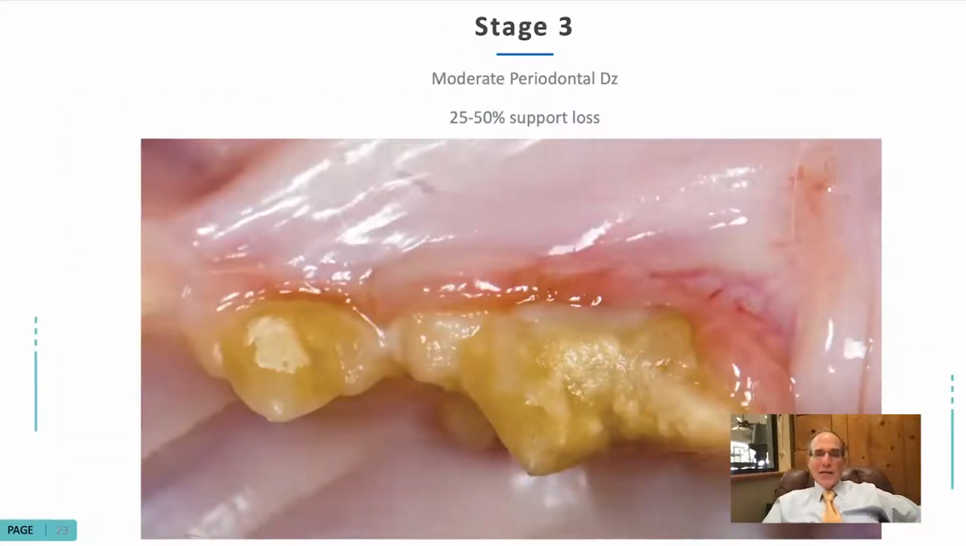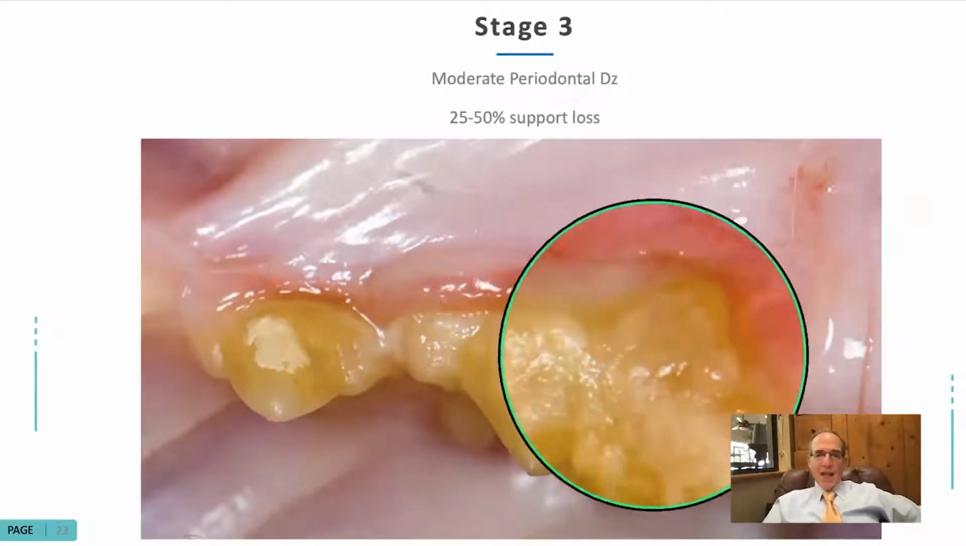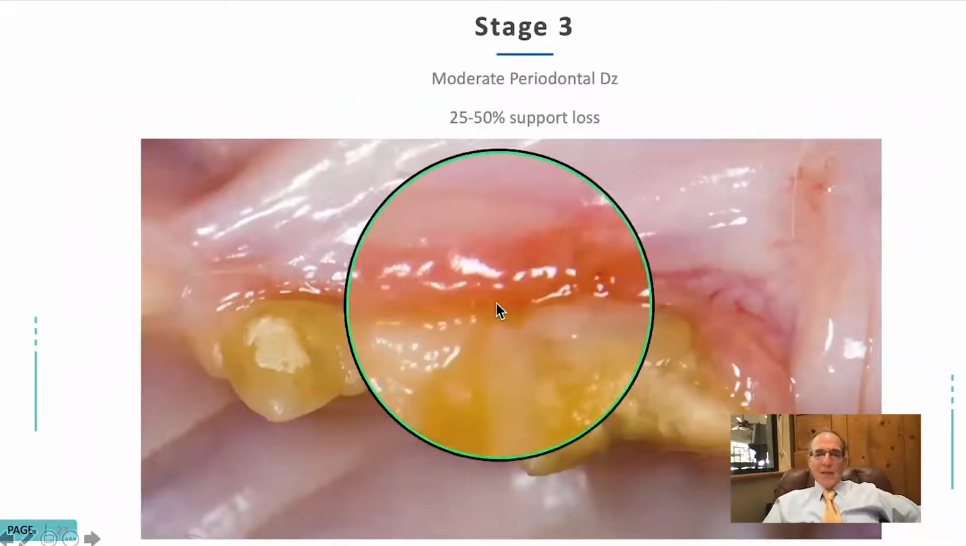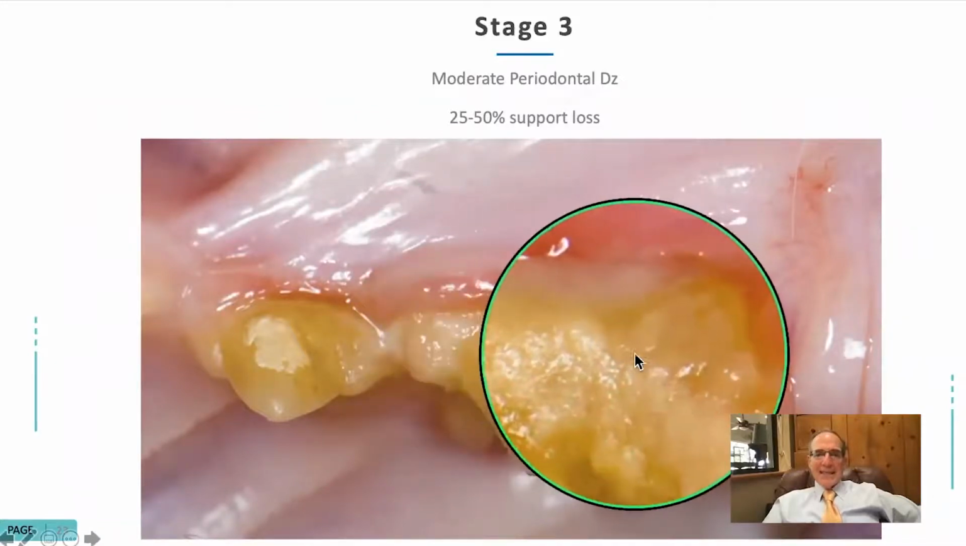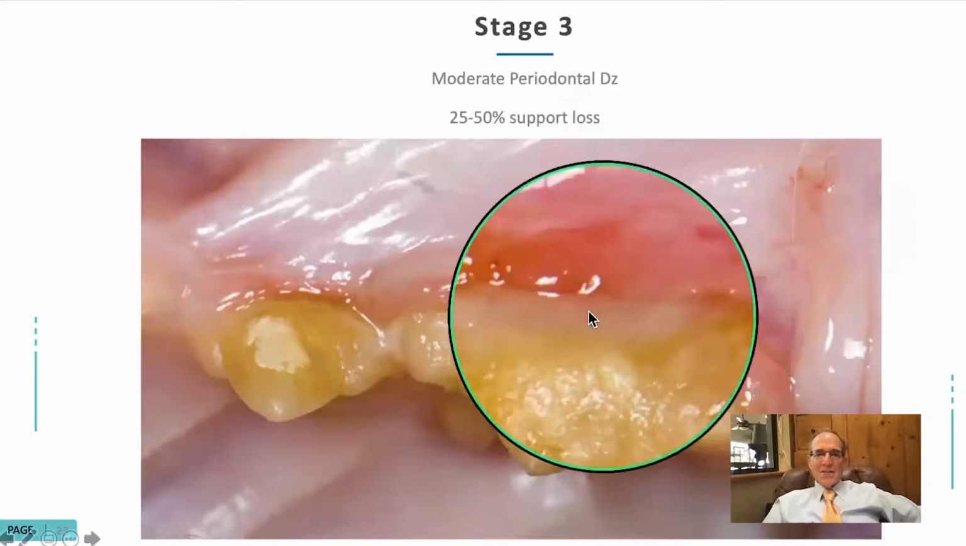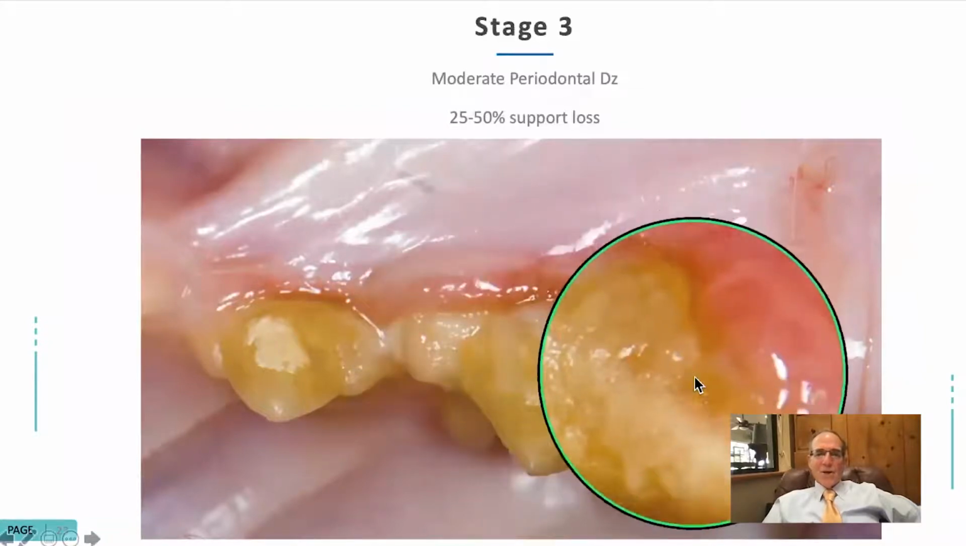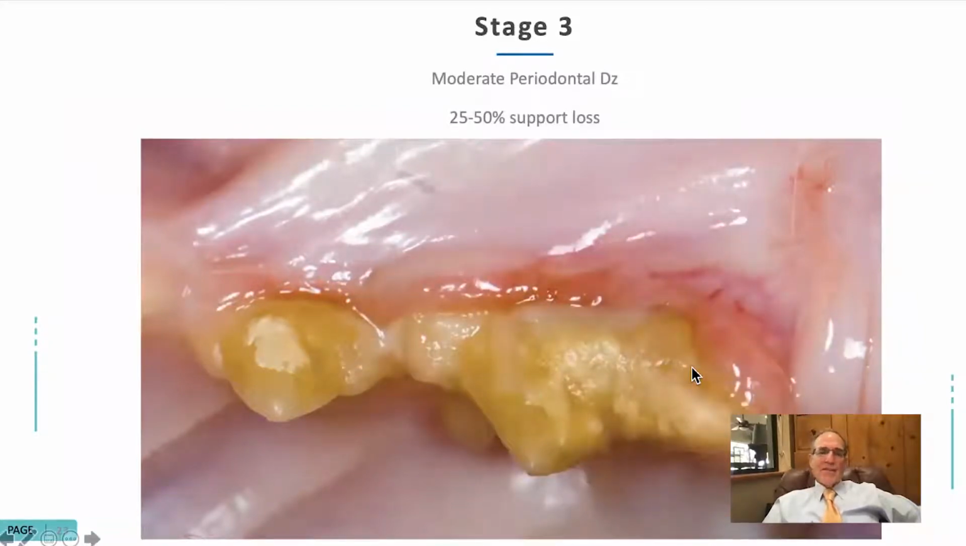Stage 3 disease is between 25 and 50% support loss. And you can see here, normally the gingiva should be down to here, but you see this gingival recession. So this is support loss between 25 and 50%. And this is a tooth that ideally should be extracted because if a client hasn't started providing home care at this point, they're not just going to all of a sudden start and be effective.